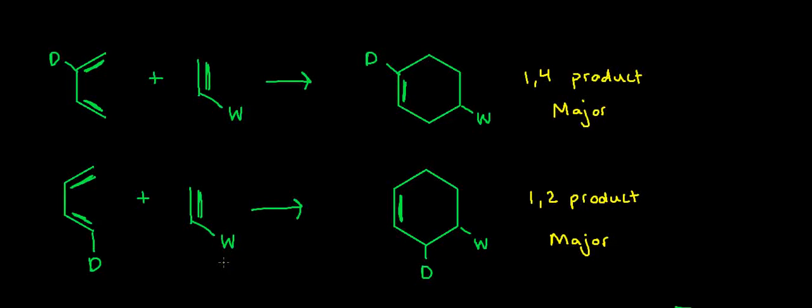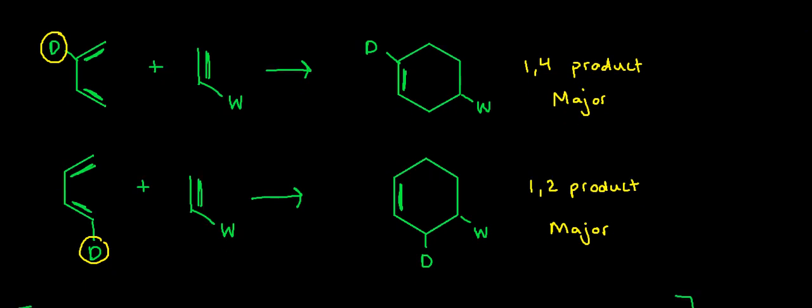For unsymmetrical dienes, the major product will depend on the location of the electron donating group. In the case where the electron donating group is on an inside carbon, the 1,4 product will predominate. When it is on an outside carbon, the 1,2 product will predominate. And to understand why this happens, we'll just have a look at the resonance structures.